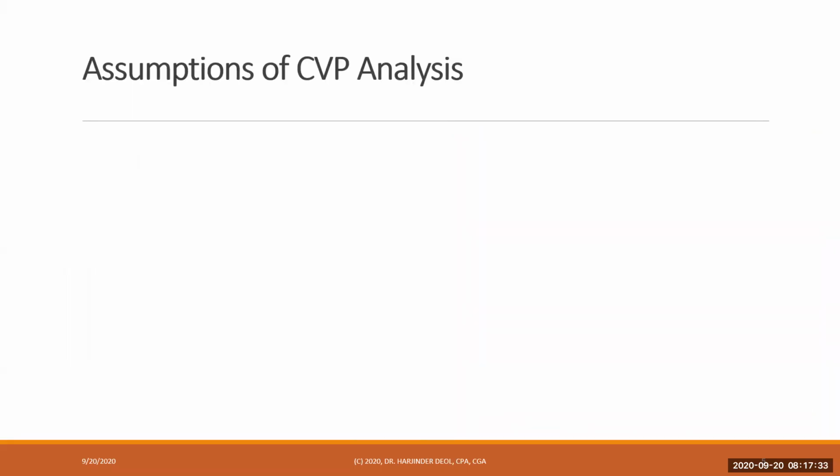Let's take a look at the assumptions of cost volume profit analysis. One assumption is that the selling price stays constant. And that selling price is indicated by the slope of the revenues line, right? So if the selling price were to change, the slope of the revenue line would not stay a straight line, it would have changed. So this is not an unreasonable assumption in the sense that in the short run, companies will not tinker with selling prices.